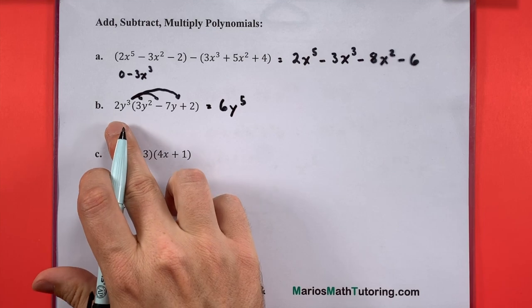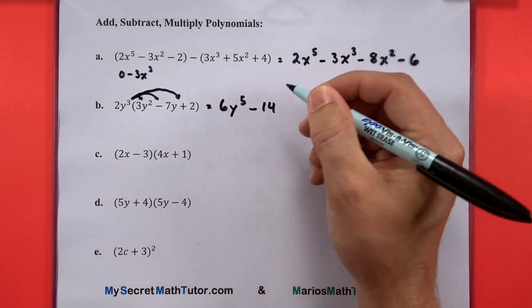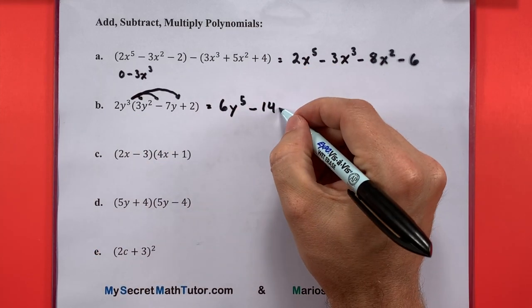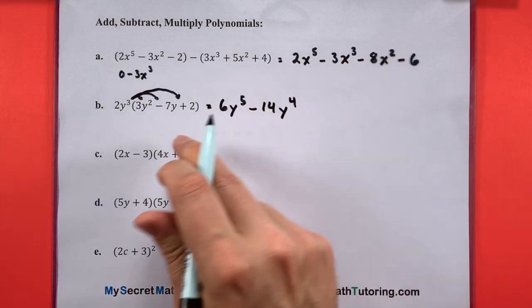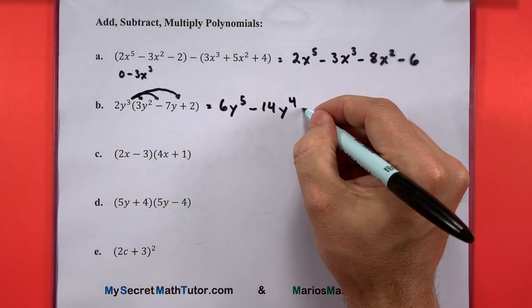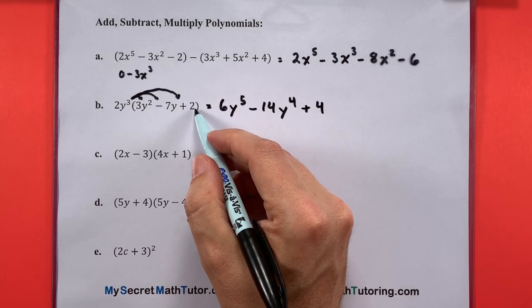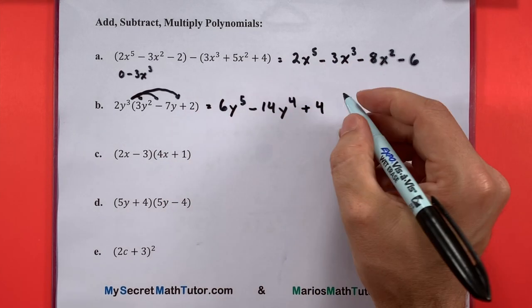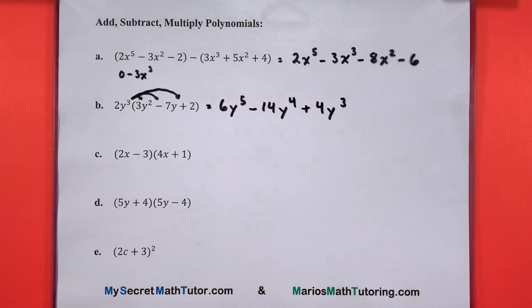And I'm on to the next term. 2 times a negative 7 is a negative 14. Take my y's and add their exponents. 3 plus 1 is a 4. On to the last term. 2 times 2 is a 4. There are no y terms here, or you can think of it as y to the 0 power. So we'll just be left with y to the third as our last term.